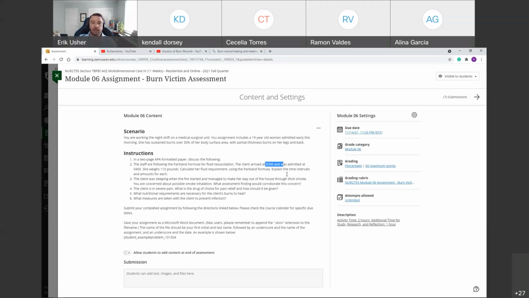So again, she arrives at 2 a.m. That is the injury time. You get her at 4 a.m. She weighs 110 pounds. There's the other really important number that you need for the Parkland formula. You need the BSA and you need the weight. And you're going to convert that, though. Convert that to kilograms. So you divide that by 2.2. That gives you your kilograms.